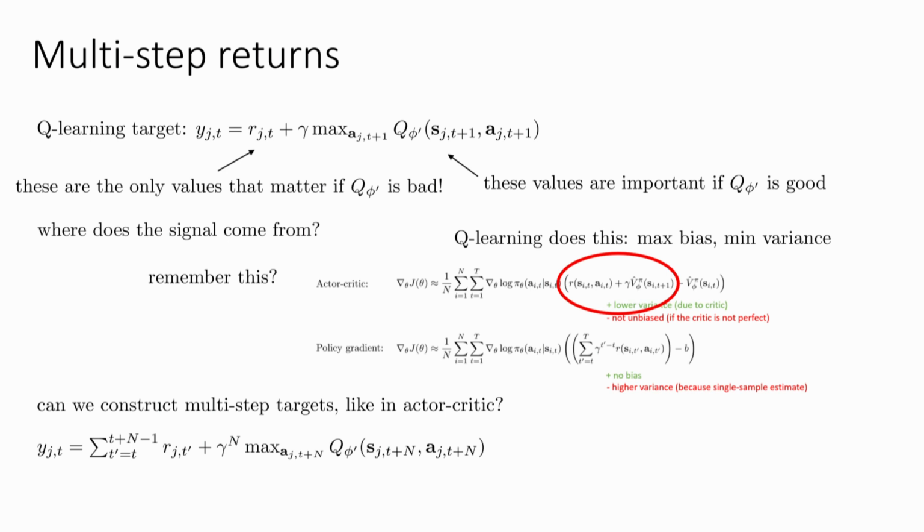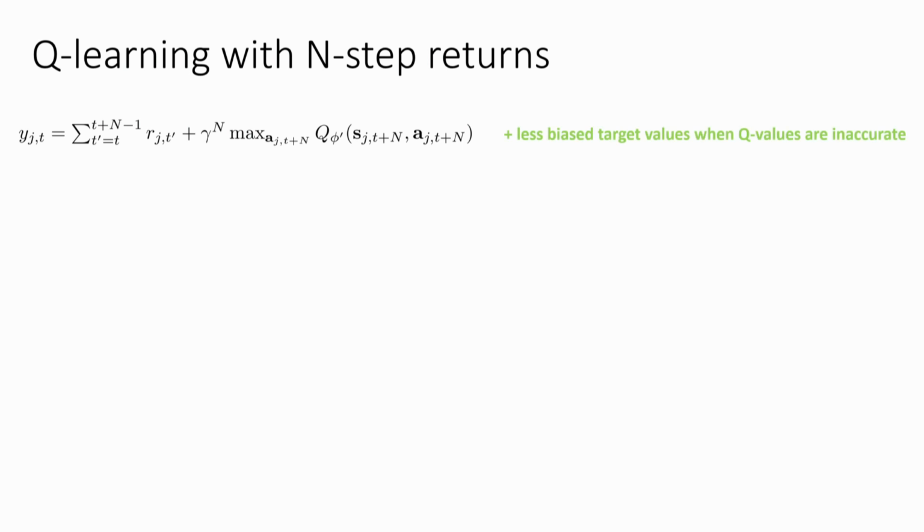So Q-learning was great because Q-learning was an off-policy algorithm. We didn't care which policy collected that data. Now we suddenly do care because the sum in the first term estimates the return for a particular policy, specifically whatever policy collected that data. So now we're not really off policy anymore. So you have a less biased target value when your Q values are inaccurate, typically faster learning, especially early on, but it's only really correct when you have on-policy data.